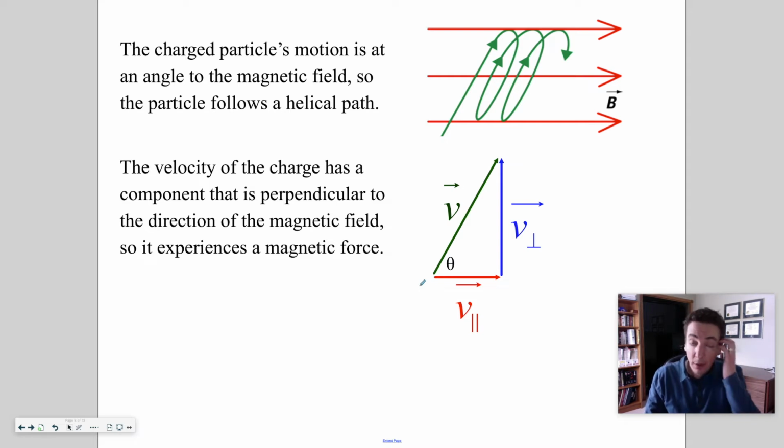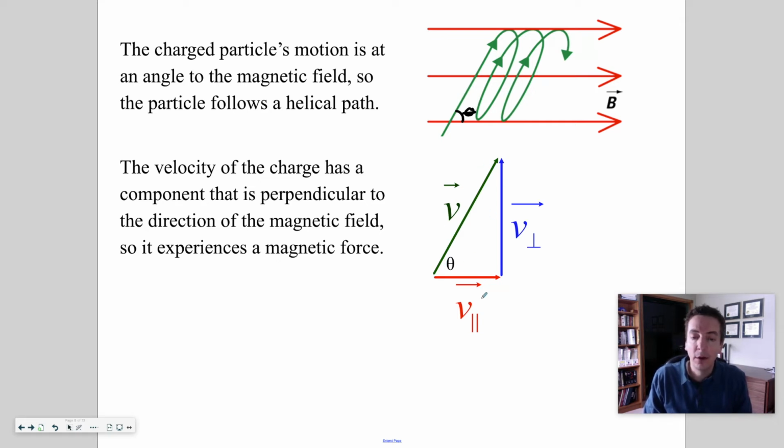So what if it's in between? What if you've got not necessarily exactly perpendicular nor parallel, it's in between perpendicular and parallel? Well, what you'll get is, let's say you've got an angle theta here between the direction of the magnetic field and the direction of the velocity. So the direction of the magnetic field is to the right, the velocity is to the right and towards the top of the page. So our velocity then has two components.